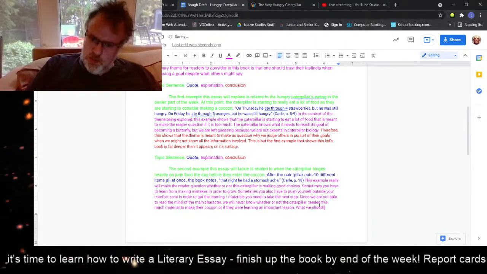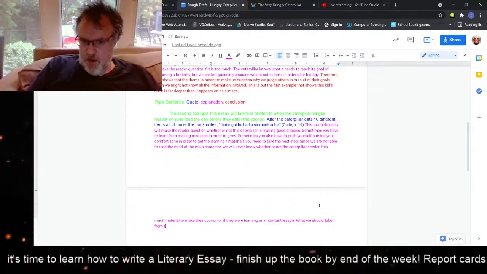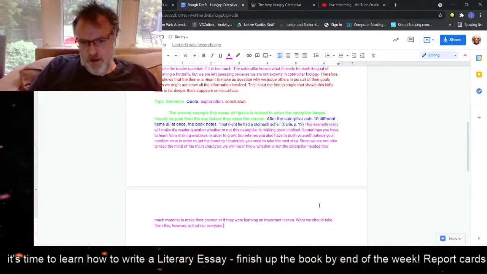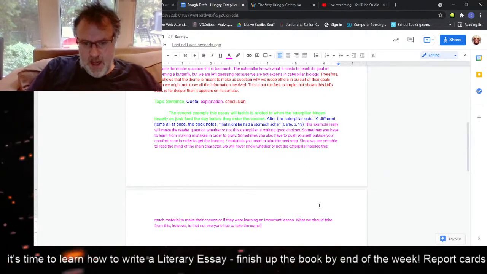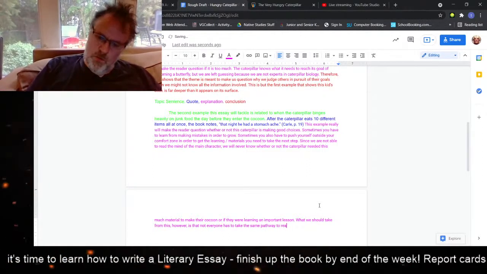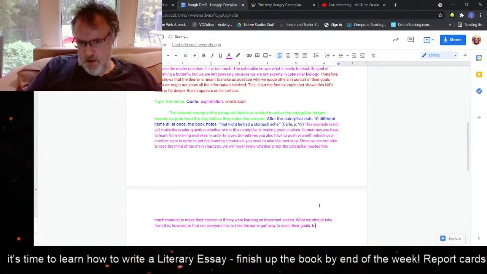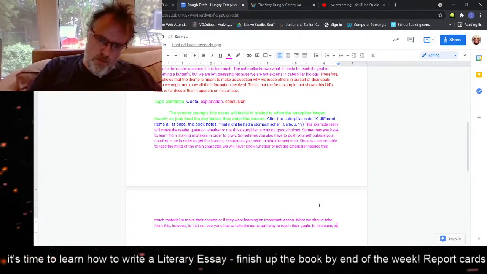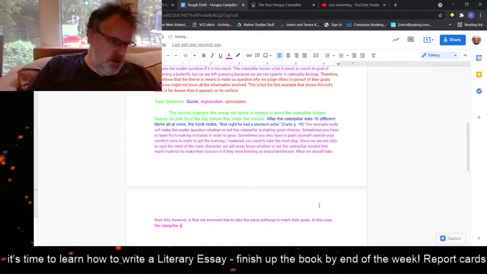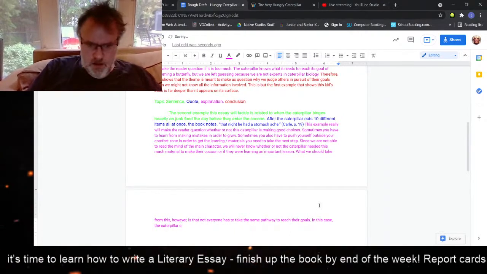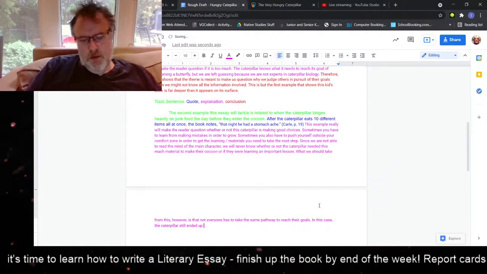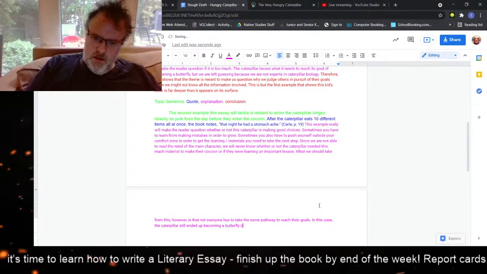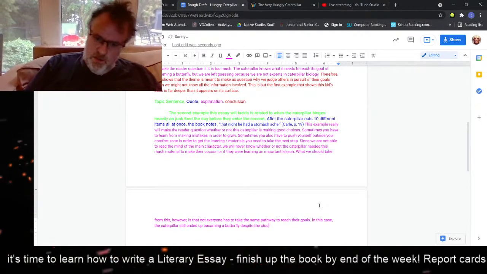What we should take from this, however, is that not everyone has to take the same pathway to reach their goals. In this case, the caterpillar still ended up becoming a butterfly despite the stomach ache.